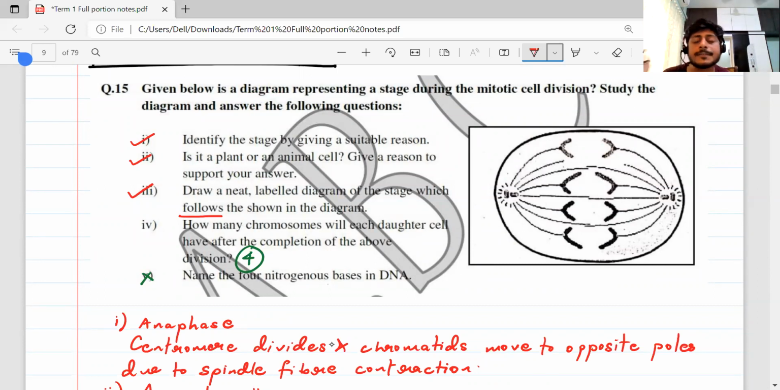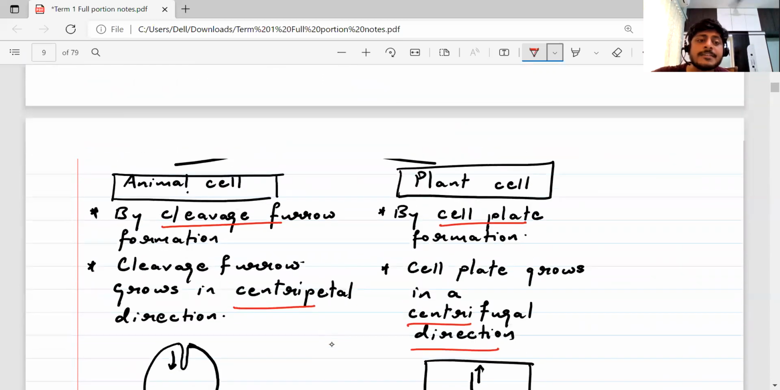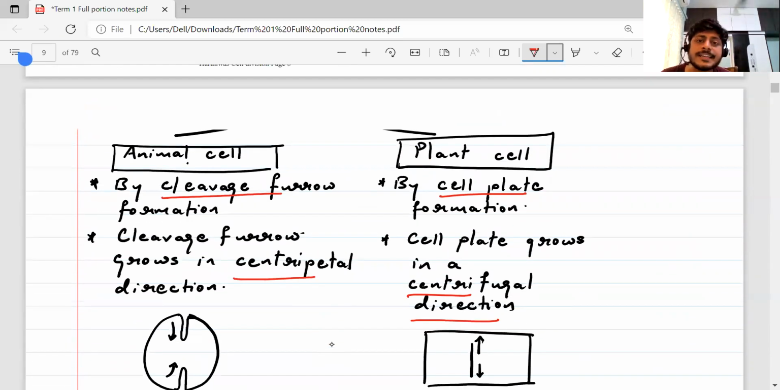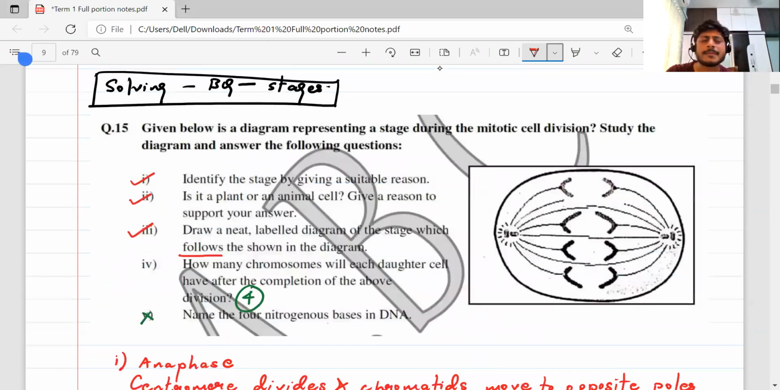Sir, can you repeat centripetal and centrifugal? Centripetal is moving from outside towards the center, and centrifugal is moving from the middle towards the outside. Which is the most common one? This depends on which cell it is, animal cell or plant cell. If it is an animal cell, then furrow formation is centripetal. If it's a plant cell, then it is cell plate formation, which is always centrifugal. Those extra terms, you need not worry about them.